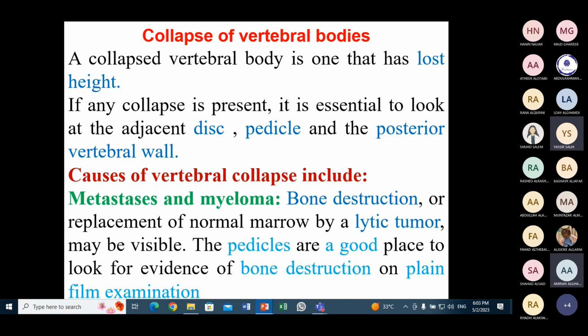In metastasis and myeloma, there is bone destruction, so we have a lytic lesion or lytic tumors. We agreed, what was the lytic tumor? We said it is either focal or generalized. A lytic tumor is a black area. So with metastasis and myeloma we get bone destruction or lytic tumor. This destruction is mainly seen in the pedicles. Mainly seen in the pedicles.